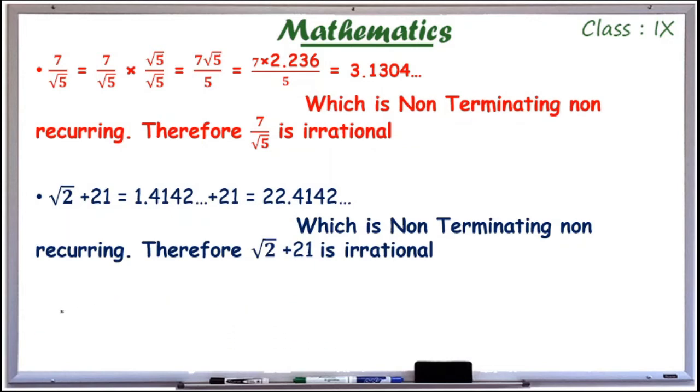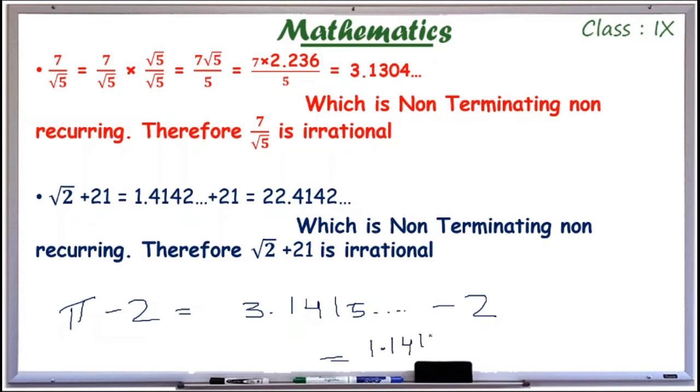So coming into the last problem, pi minus 2. Pi is 3.1415 etc. minus 2, which means 1.1415 etc. So this is also non-terminating, non-recurring. Therefore, pi minus 2 is also an irrational number. Pi is already an irrational number. Pi minus 2 is also an irrational number.